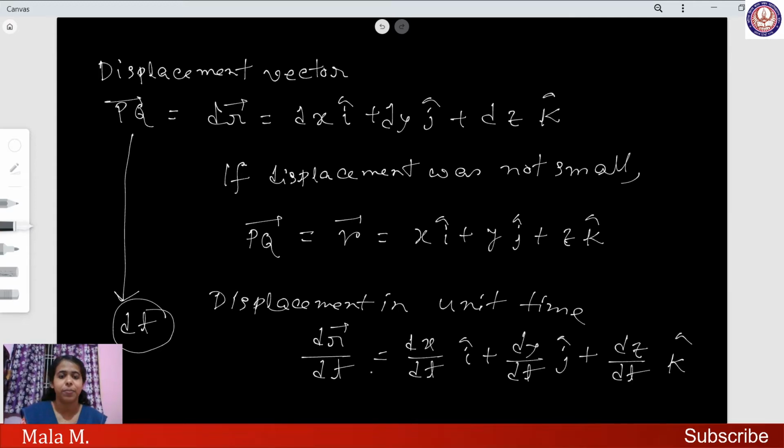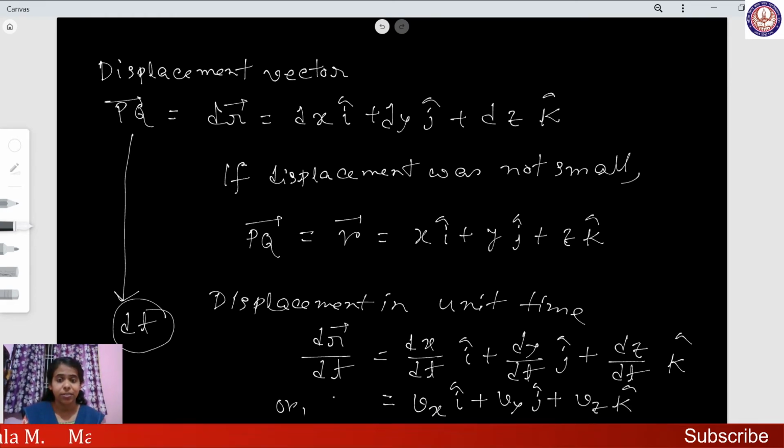Now, these are the rates of change of position along the x axis, along the y axis and along the z axis. So these are the three velocity components. How do we define this? vx i plus vy j plus vz k. So what do we get? We get that the velocity vector is equal to vx i plus vy j plus vz k. So this is how we get the velocity vector and the displacement vector from the position vector in the three-dimensional Cartesian coordinate system.